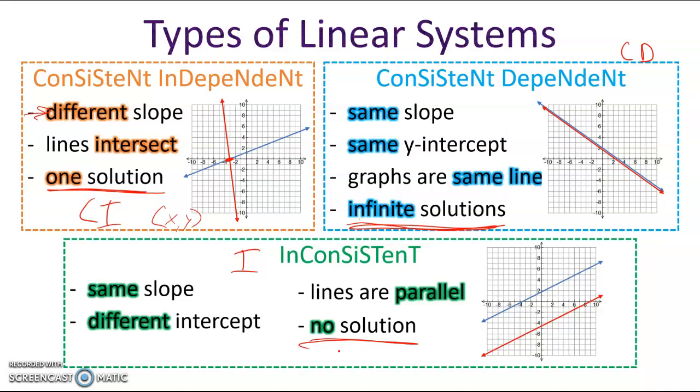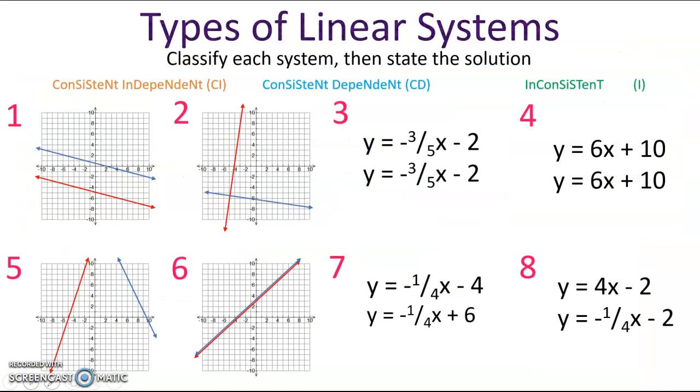So we can classify systems of equations without even looking at the graphs, just by looking at the types of equations of lines they have, which we can do right here. Just quickly going through some of these, we have a couple of graphs over here and a couple of equations, and we just need to classify. It does say state the solution, but I'm not going to do that. I'm just going to classify whether they are consistent independent, consistent dependent, or inconsistent.